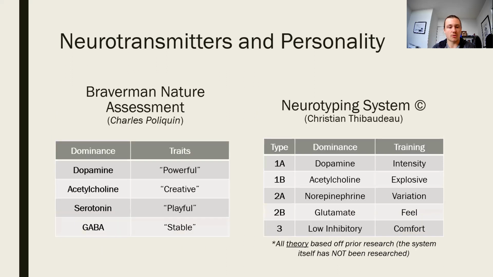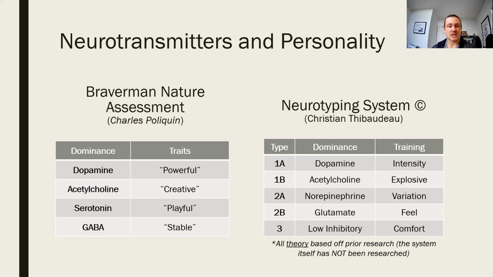Now we get to the systems more related to, say, exercise. So the first one that I heard specifically using personality assessments for exercise was Charles Poliquin. He used the Braverman Nature Assessment, as well as some Eastern philosophy. So he was big on the yin and yang philosophy. He was big on the different personality types related to nature, like the earth. I believe it was earth, wind, wood, fire, and water, if I didn't say that already.